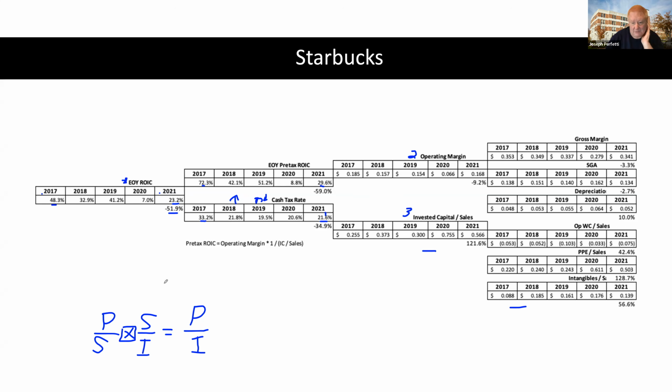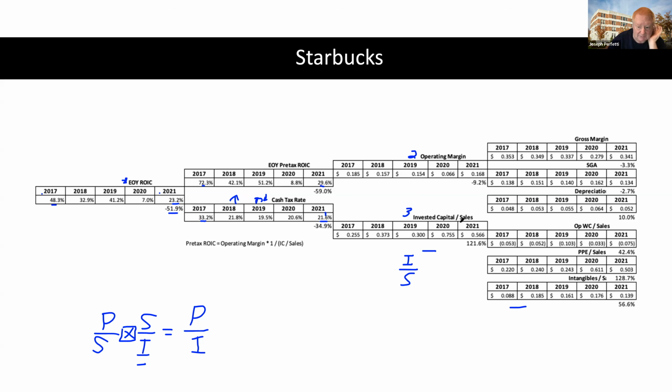Okay, so start out with operating margin and then invested capital over sales. Now, in this ratio over here, driver 3 is invested capital over sales. In this ratio down here, it's sales relative to investment. So the difference here is we're taking the reciprocal, I over S. Here, it's S over I.